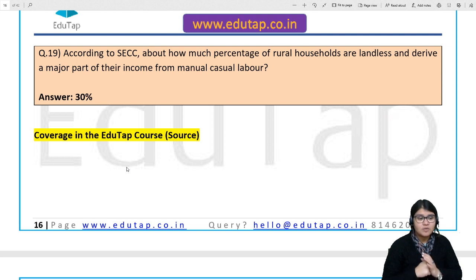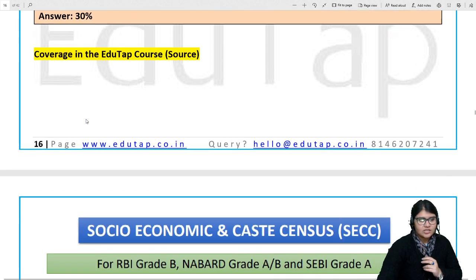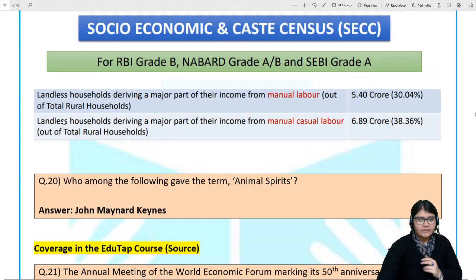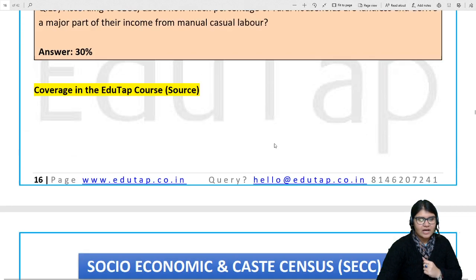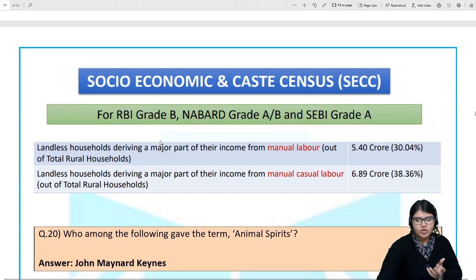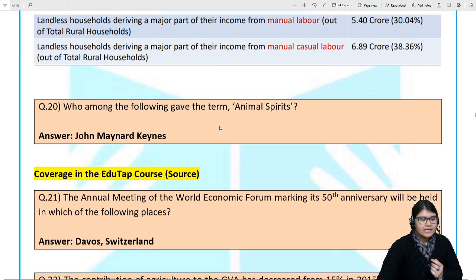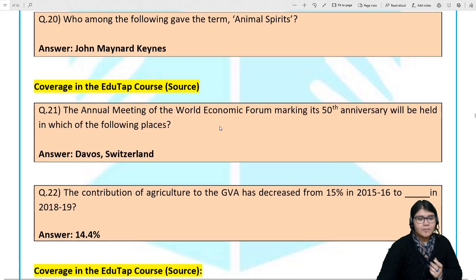Next, the 19th one, according to SECC, about what percentage of rural households are landless and derive a major part of their income from manual casual labor? The answer is 30%. This was again covered in the highlights that we had provided for SECC. It is very clearly there, and the answer here is 30%, nearly 30.04. Next, who among the following gave the term animal spirits? The answer is John Maynard Keynes.